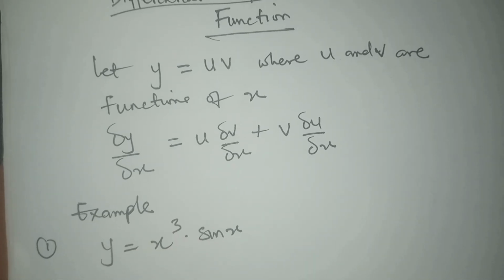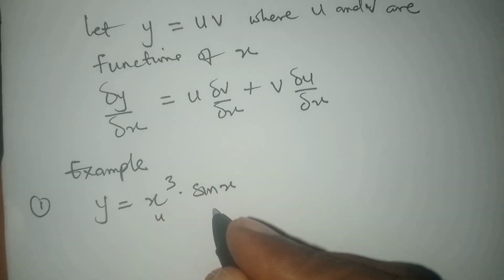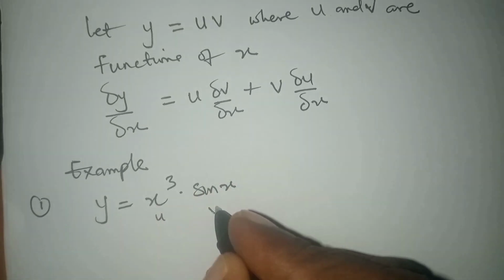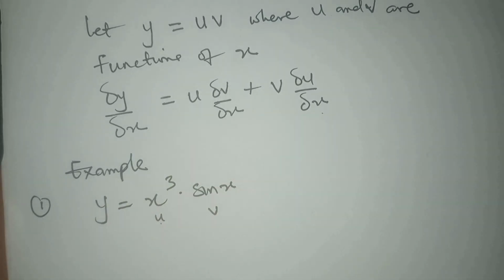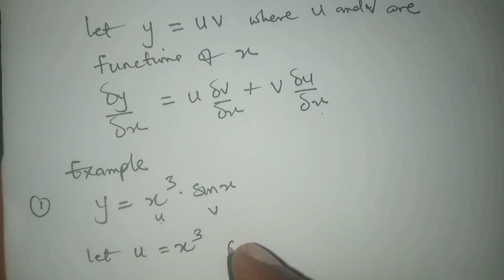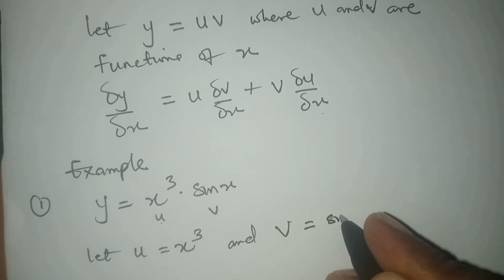So let's take them one by one. It depends on your preference. For the purpose of this class, I'm going to make this one u, and I'm going to make this one v. So once I make this u and v, then I'll follow this method. So I'll say let u equals x cubed and v equals sine x.